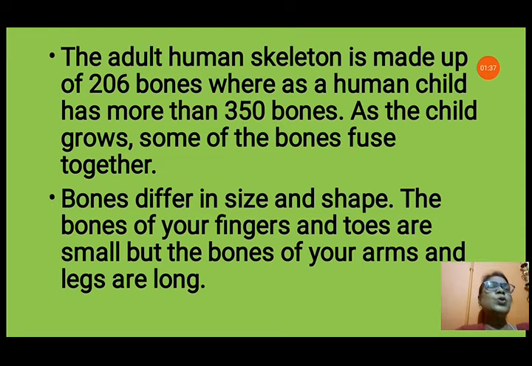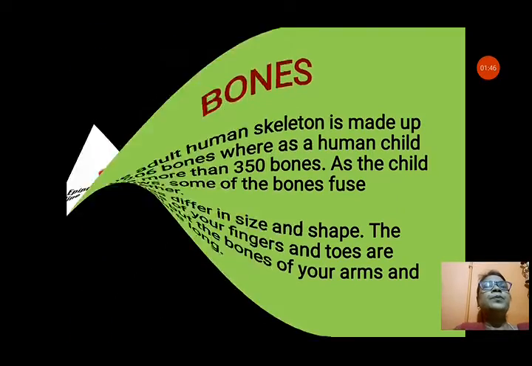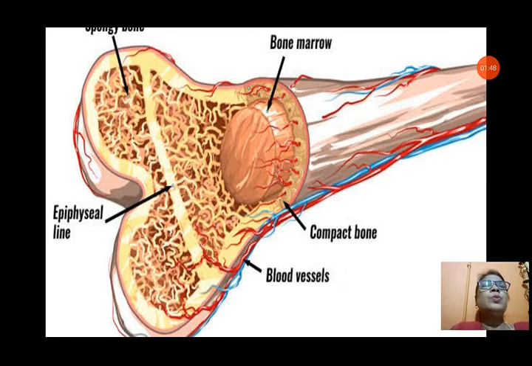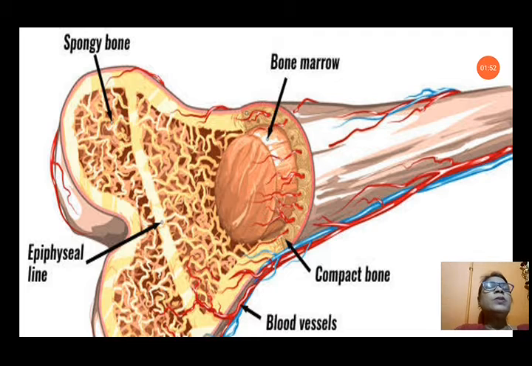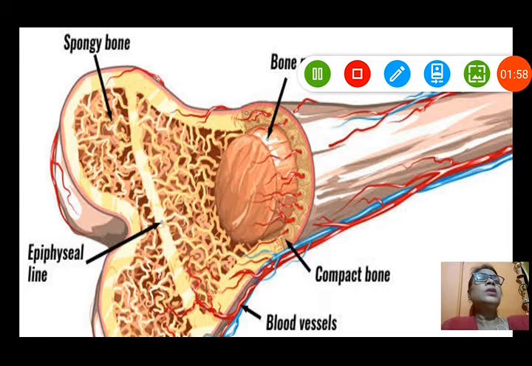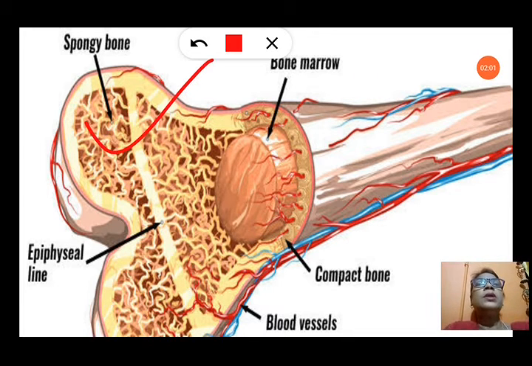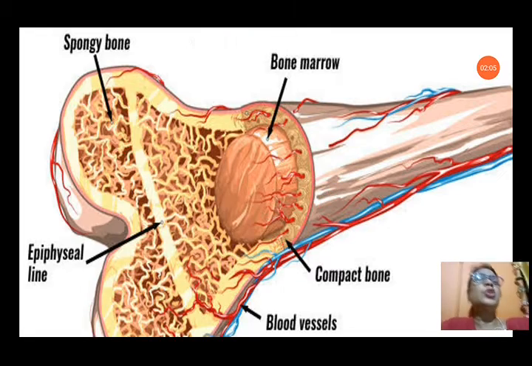Our fingers and toes have short, small bones, whereas our arm and leg bones are long. The thigh bone is the longest bone in our body. You can see here the internal structure of the bone. Bone has bone marrow, where red blood cells are made, and two types of structure: compact bone and spongy bone. So in the internal structure you can see the spongy bone, and some bones are compact bone. This is the internal structure of the bone.